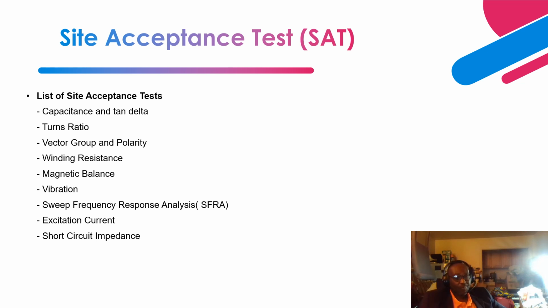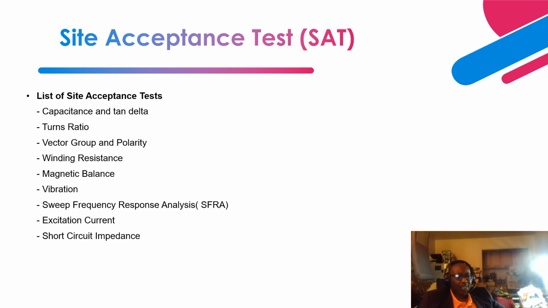Next is the vector group and the polarity and the winding resistance. When you perform that testing, you make sure that in between the phases, phase A, phase B, phase C, it doesn't deviate by 2 to 5%. Magnetic balance, that's also one of the important tests. Basically it measures the balanced nature of the active component, the active core of the transformer. Make sure that the flux path is balanced.